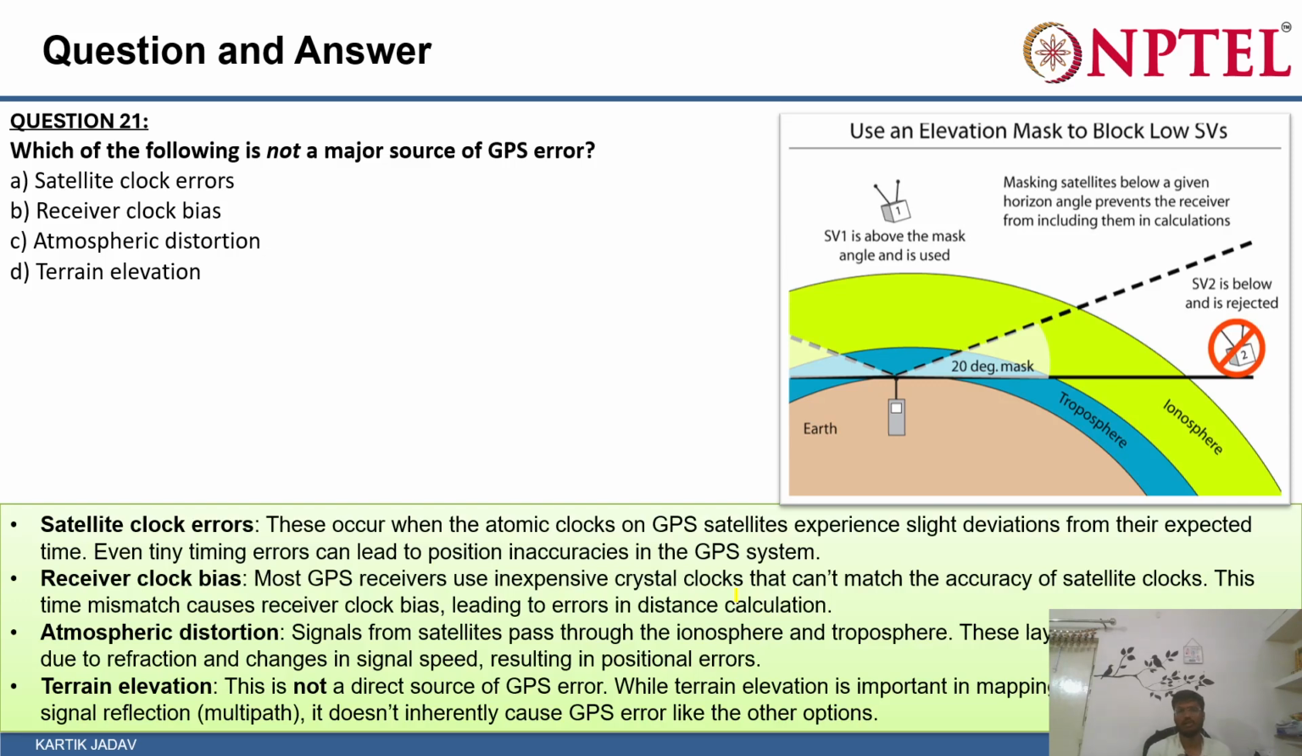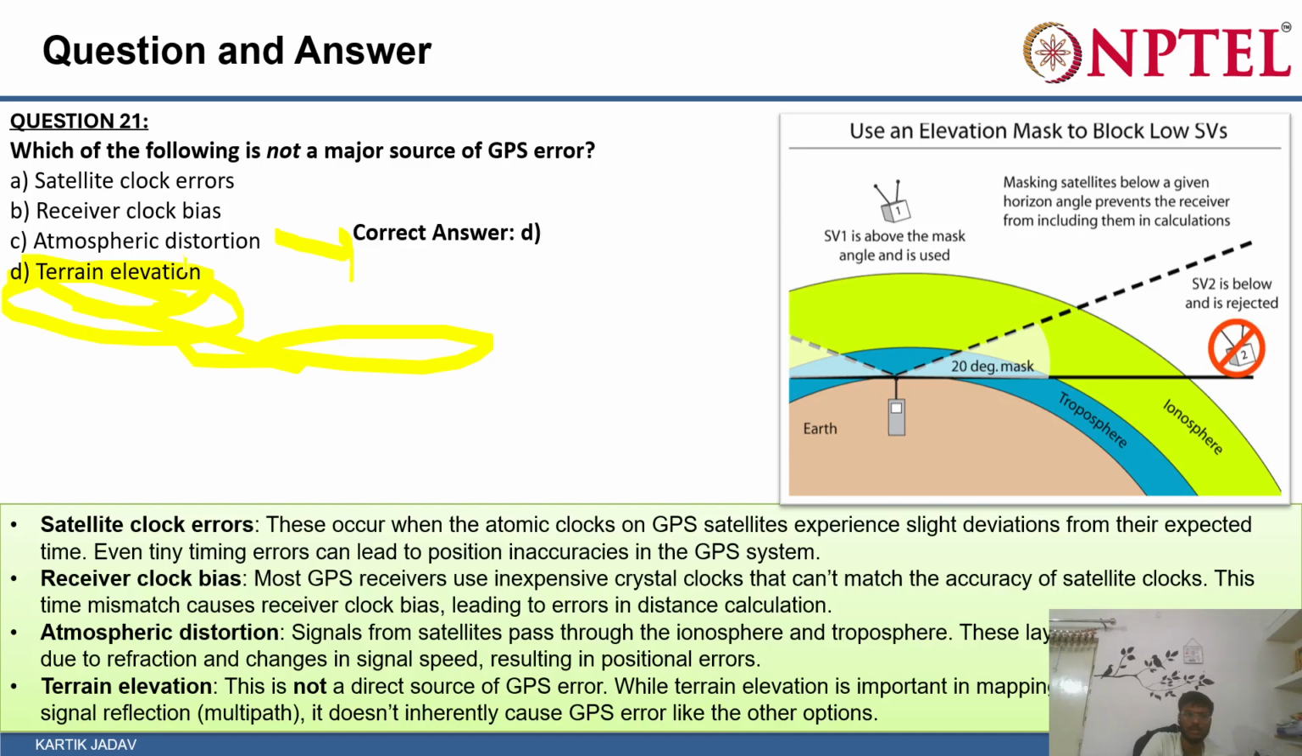Satellite or clock error, that is a major error. Then receiver or clock bias, that is also a major error. Atmospheric distortion is also a major source of error due to rain, buildings, and vegetation present near the users. While terrain elevation is not a major source of error. So the correct answer is option B.